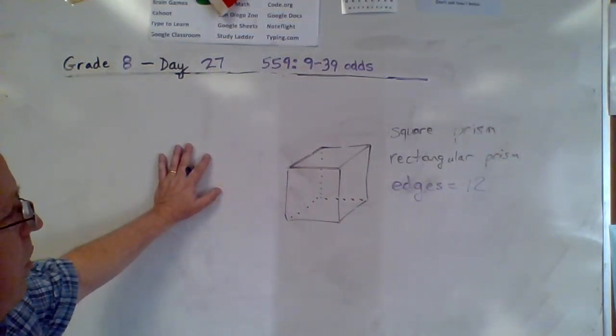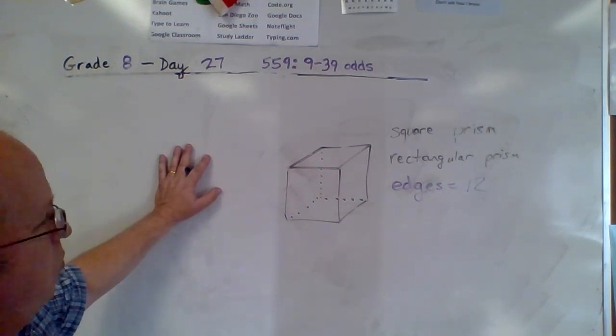4 in the front, 4 in the back. 1, 2, 3, 4 around the top and the bottom. So that makes 12. Yep, 12 edges.